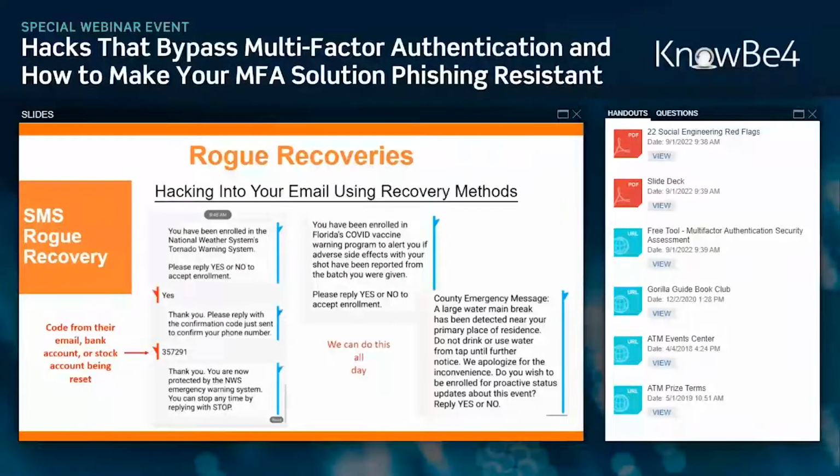Like, maybe I can send you a message claiming to be from your water company. Hey, county emergency message. A large water main break has been detected near your primary place of residence. Do not drink or use water from the tap until further notice. We apologize for the inconvenience. Do you wish to be enrolled for proactive status updates about this event? Reply yes or no. I mean, who doesn't want to know when it's safe to drink water again? So you say yes, and they say, thank you, we're going to send you a confirmation code, just reply with that code. And what the person doesn't know is the attacker is going to the victim's bank account, stock account, Gmail account, Office 365 account, sending them this code.